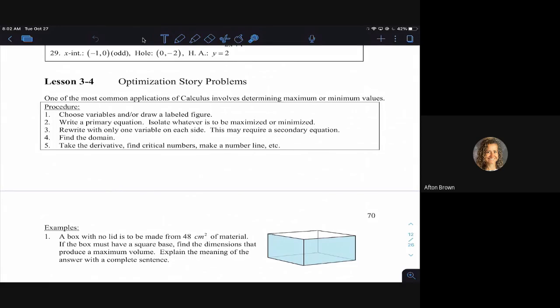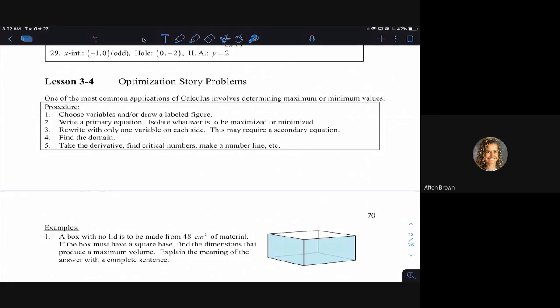Just like with related rates, we're going to have to draw a picture, choose our variables, write a primary equation. Often the equation is still geometry, so we use a lot of geometry. You're maximizing the volume or you're maximizing the area. Okay, you're going to rewrite so that you only have one variable in each one. This may be your secondary equation. Find your domain, and then step 5 is like our standard calculus stuff.